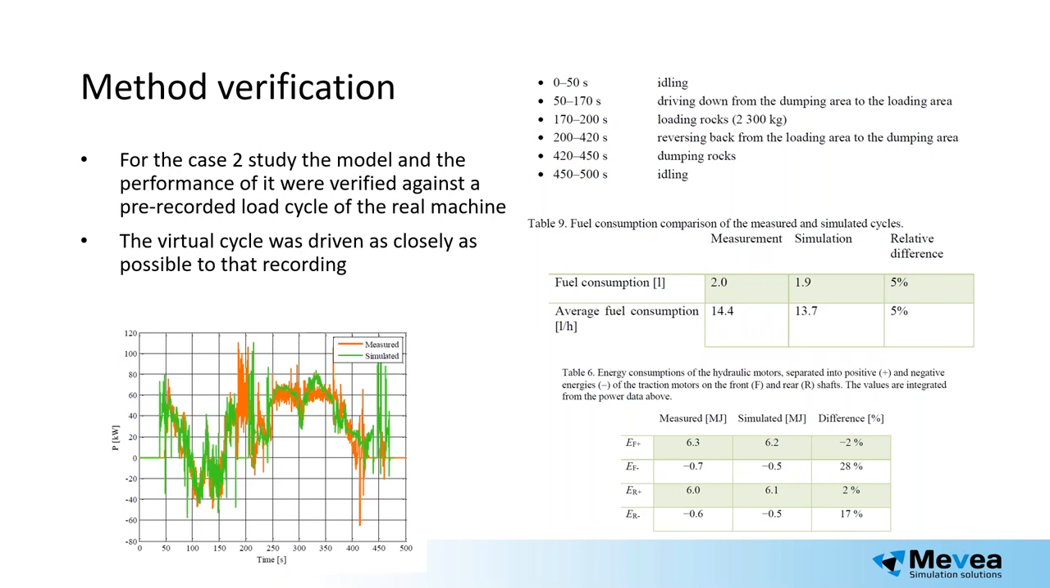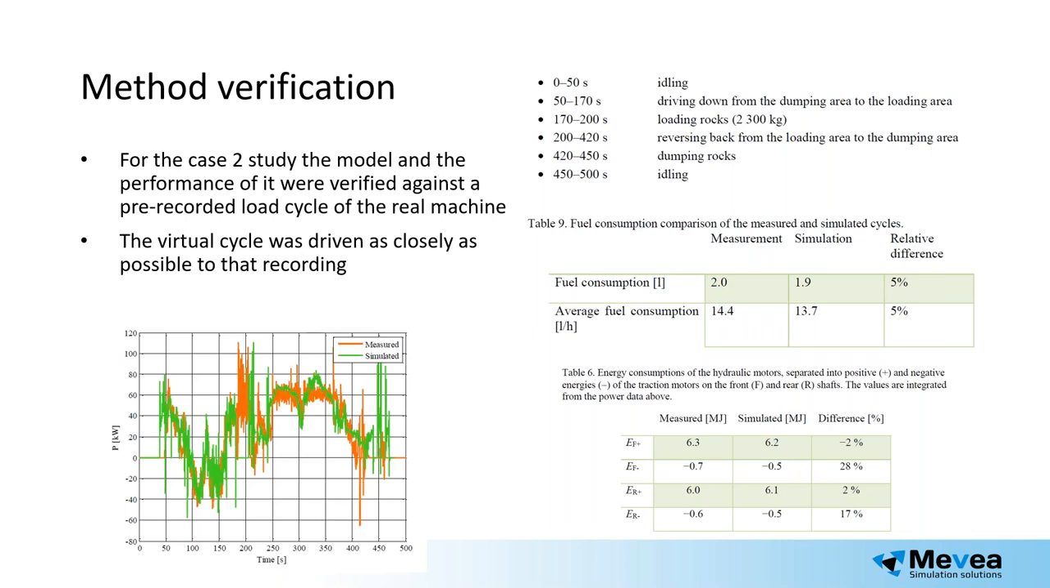All of the energy balances and energy consumption of the machines were calculated and compared to the real life machine data that we had, and we got the fuel consumption to within 5% of the original machine. In crude liters, they were within 1 deciliter, which is fairly good.